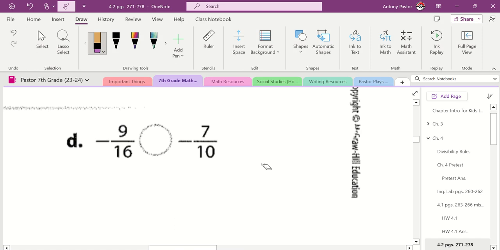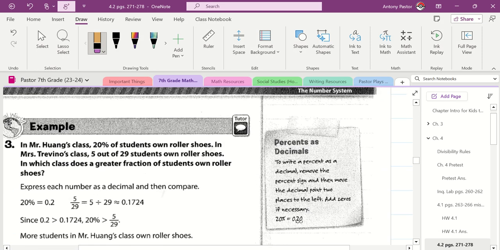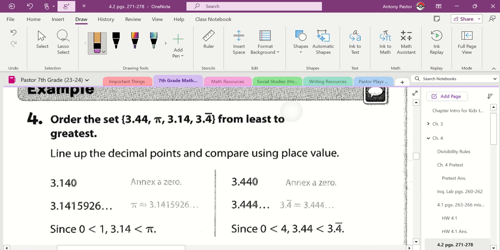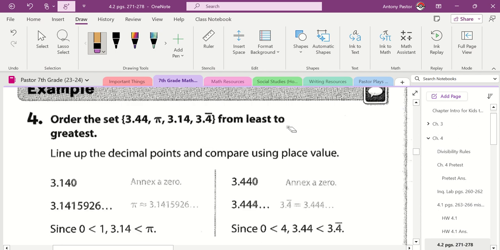All right, now we're going to be talking about ordering. Ordering means depending on what they want us to do, they are going to order from least to greatest, greatest to least, whatever. Now they want us to order the set 3.44, pi, which is a symbol that means 3.14159 26, and so on and so on, and 3.44444 forever. Okay, so let's go ahead and order these from least to greatest.